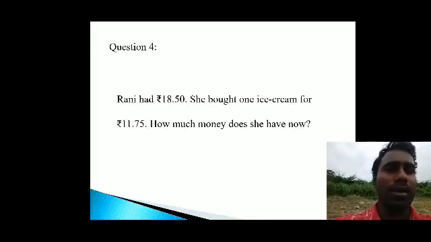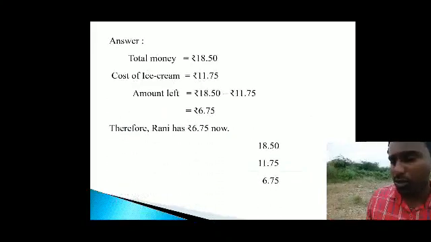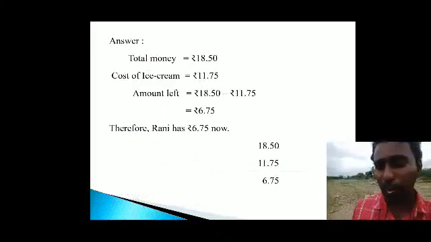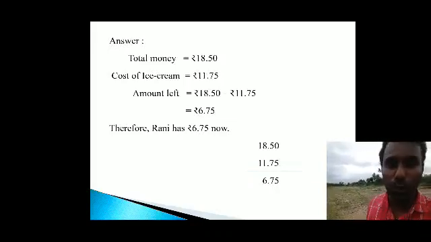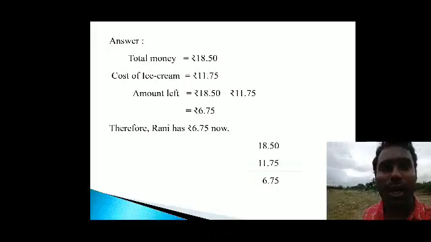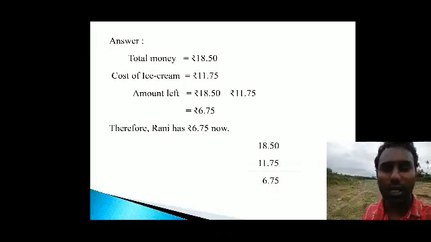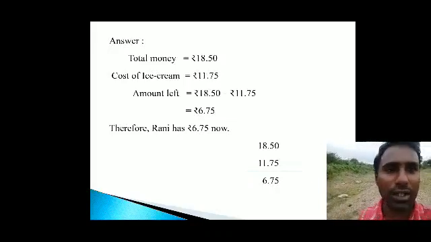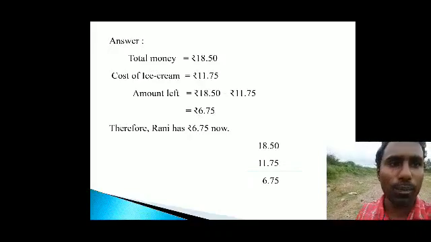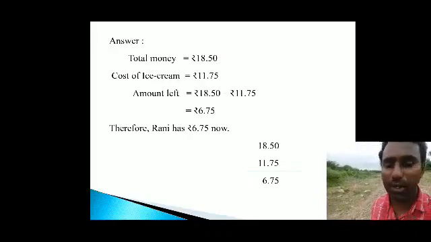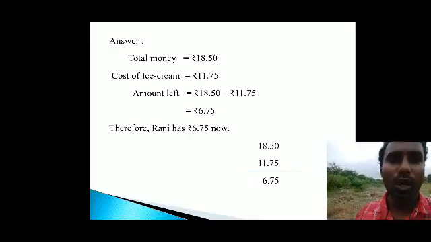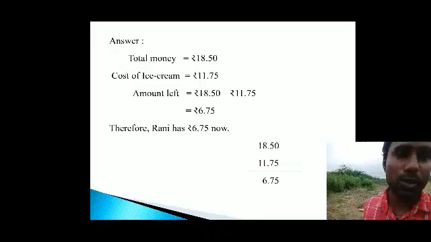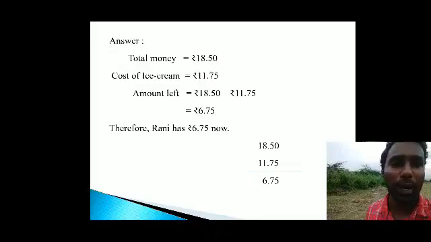So how to solve this one? First, the total money is 18.50 rupees, the cost of the ice cream is 11.75 rupees, and we need the amount left. So 18.50 minus 11.75. Now we have to subtract.